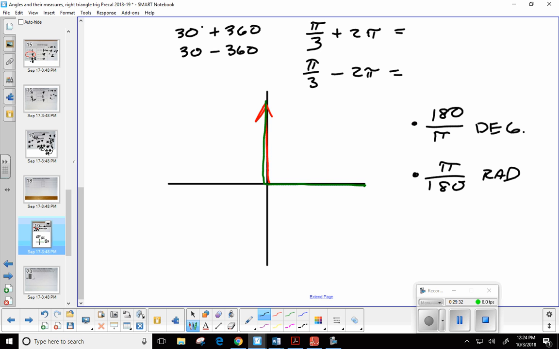Okay, let me go ahead and pass out your quiz. If your measure has pi, you'll know instinctively you want to multiply it by 180 over pi, so those pi's cancel.